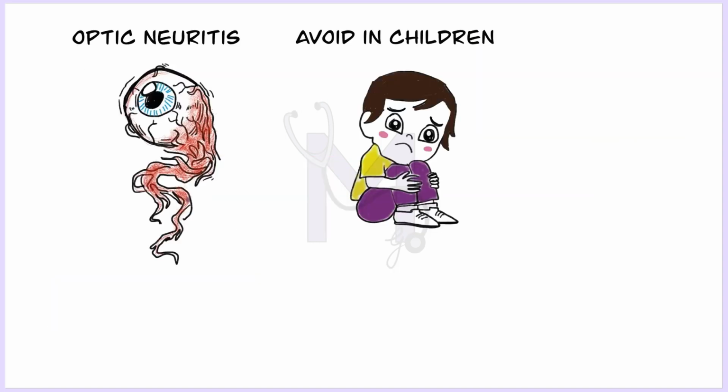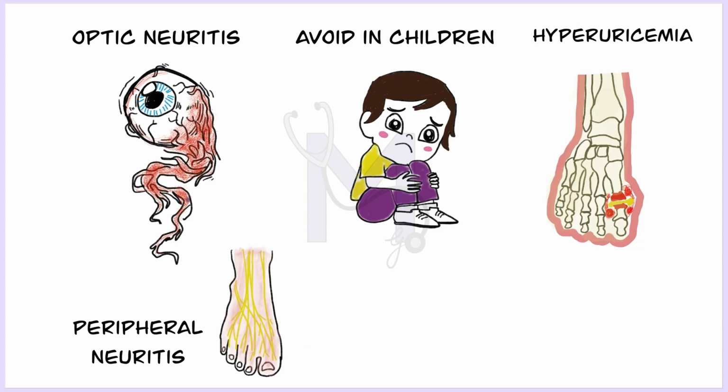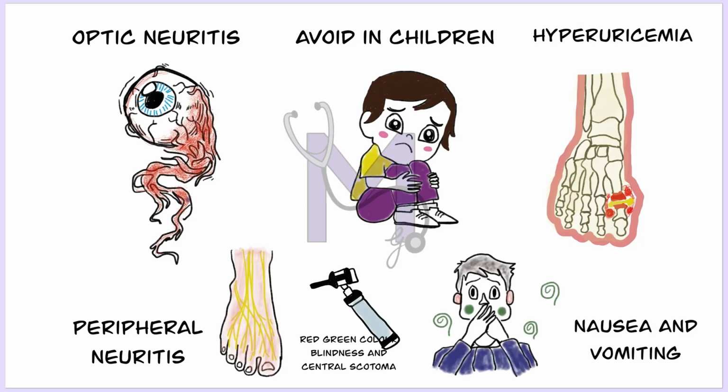Its adverse effects include dose-dependent and reversible visual disturbances like optic neuritis, which presents itself as reduced visual acuity, central scotoma, and red-green color blindness. It is due to the effect on amacrine and bipolar cells of the retina. Hence, a periodic eye examination is advised for patients under ethambutol.